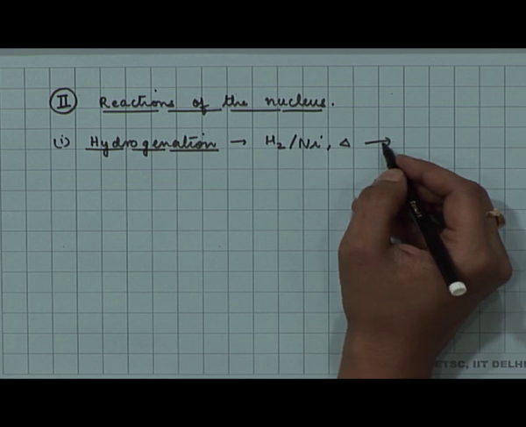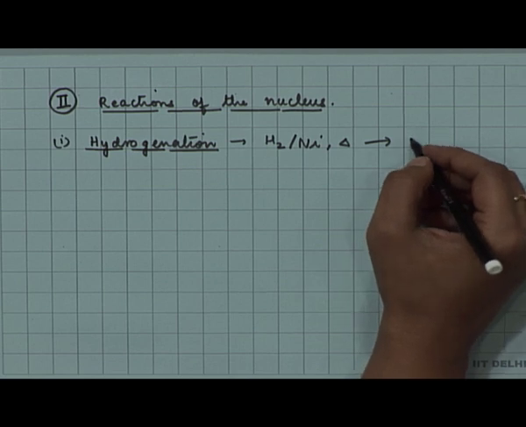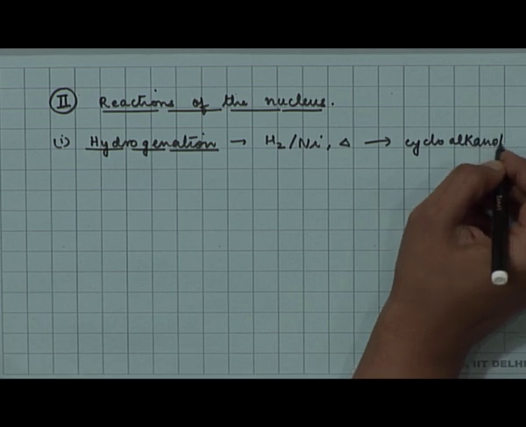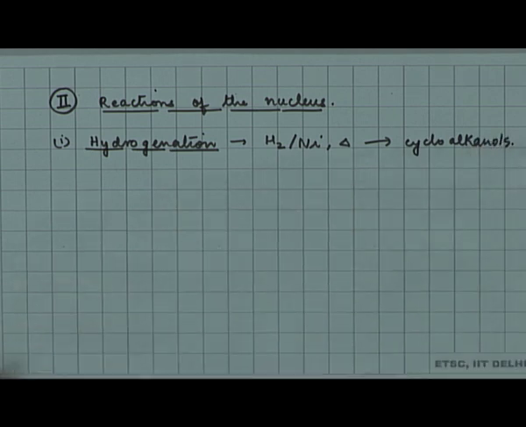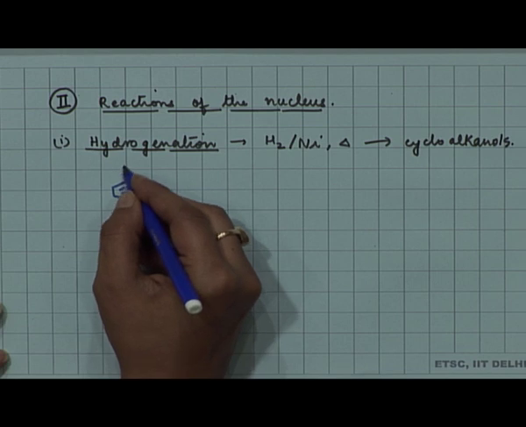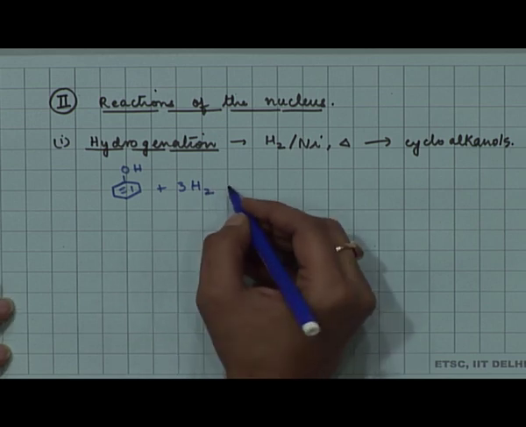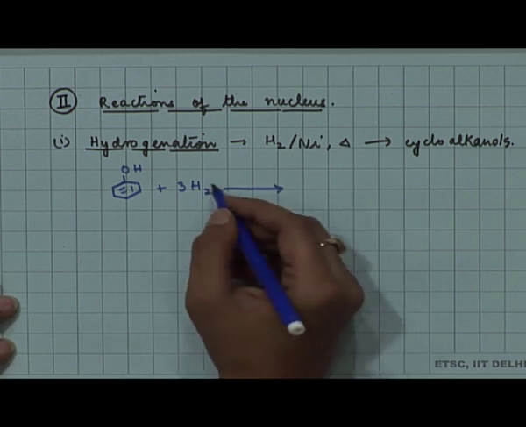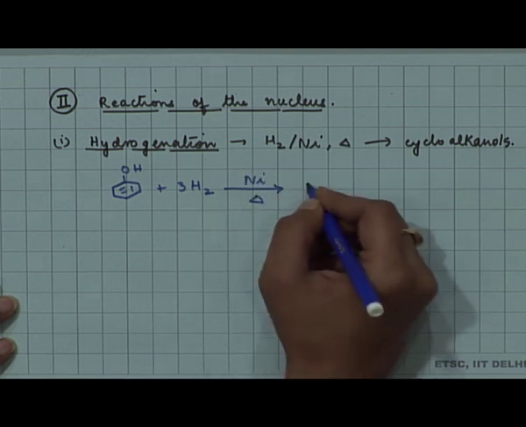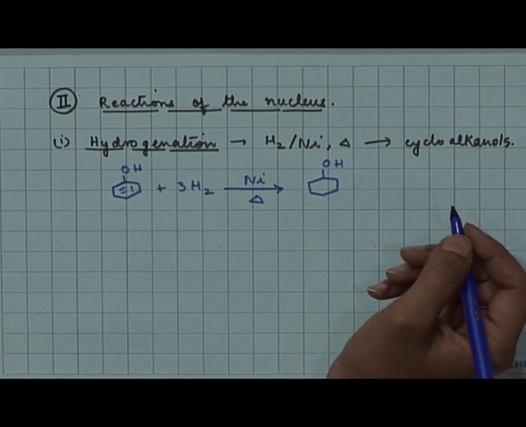right, and you get the reduced product, and the reduction of the aromatic core is what is taking place, and you get cycloalkanols. This is what you get. So, you start with the phenol, treat it with hydrogen, 3 moles of hydrogen will be required for complete reduction of all the 3 double bonds of the aromatic ring in the presence of nickel as the catalyst, and you get the reduced product, your cyclohexanol.